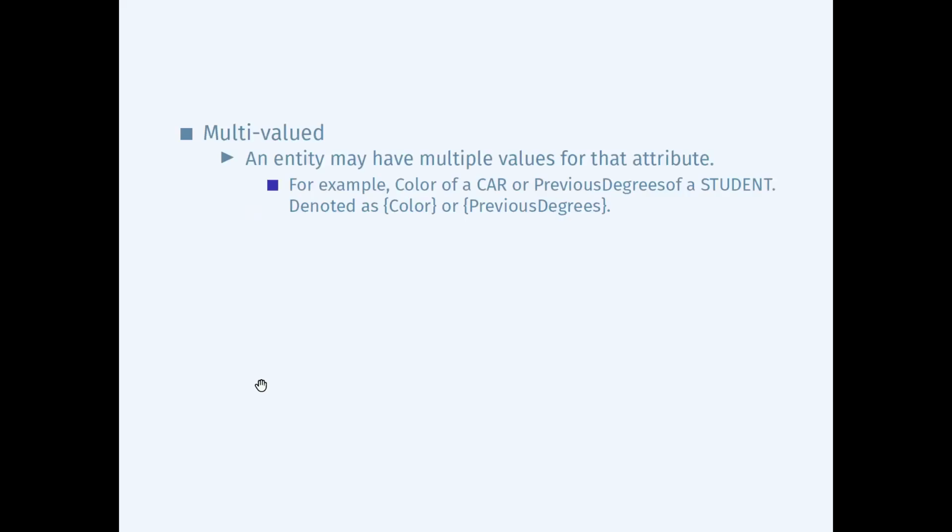Then some attributes might contain multiple values. For example, if you take the color of a car, we have two tones nowadays, right? You have multiple colors. Or if you take the number of degrees that you have earned, you might have multiple degrees, multi-value. We call them multi-valued attributes.